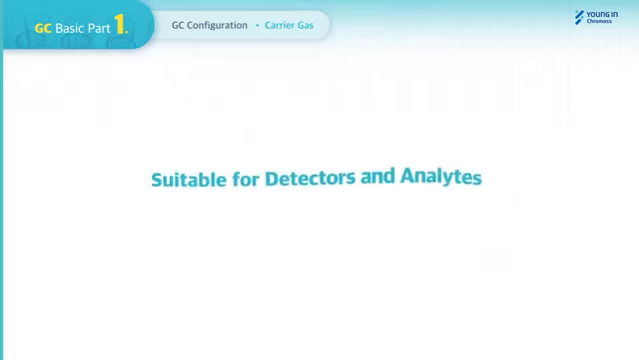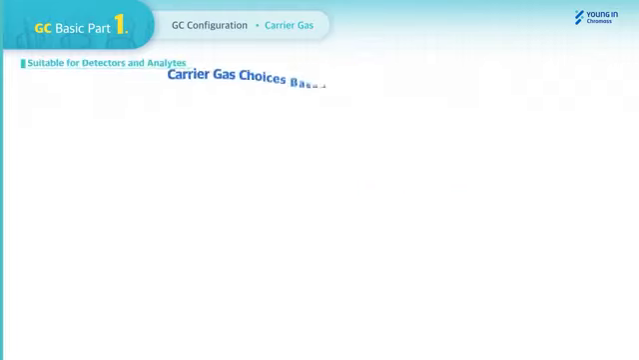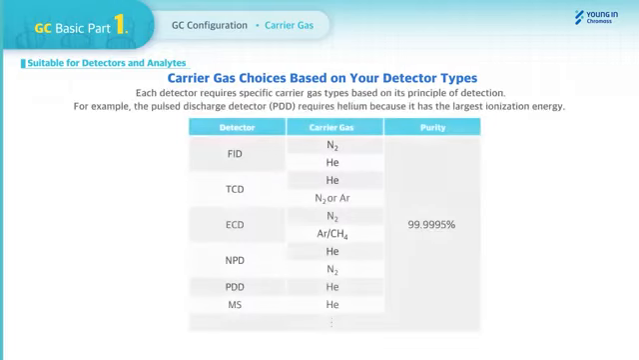Plus, the carrier gas should be selected depending on the detectors and analytes. Select the carrier gas based on GC detector types. Each detector requires specific carrier gas types based on its principle of detection. For example, the pulsed discharge detector, PDD, requires helium because it has the largest ionization energy. The recommended carrier gas for GC detectors is shown in the table below.